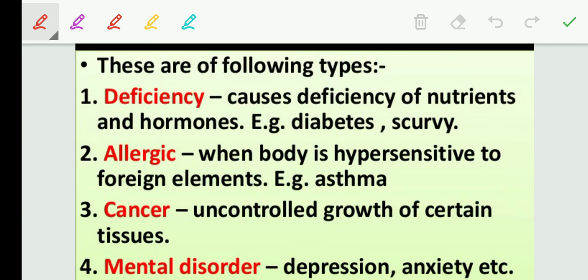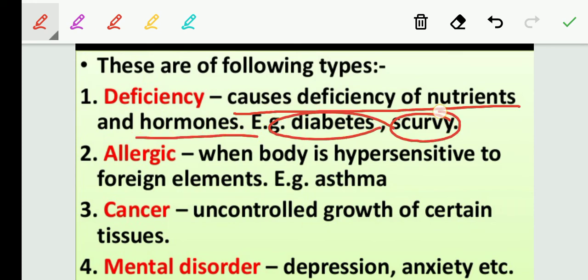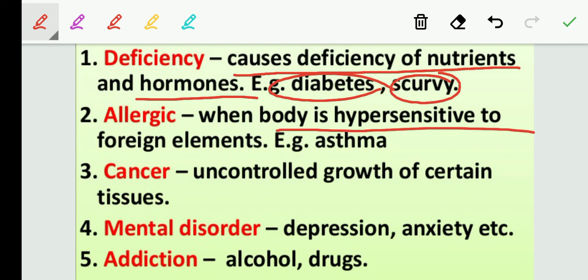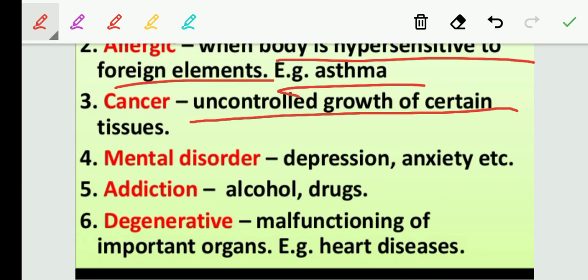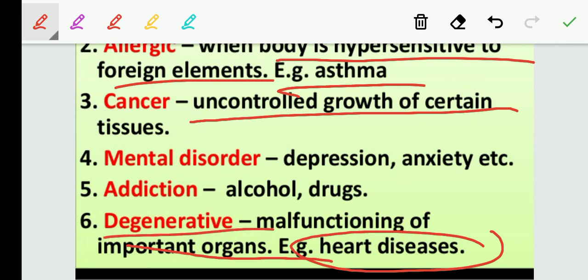See, now what is deficiency? It causes deficiency of nutrients and hormones, for example diabetes, scurvy. When a body is hypersensitive to foreign elements, that is what allergy is, for example asthma. Fine. If there is uncontrollable growth of certain tissues, that leads to cancer. If somebody is having depression, anxiety, it leads to mental disorder. If somebody is drinking alcohol, taking drugs, he may become addicted to that. And malfunctioning of important organs, for example heart disease, leads to degeneration.